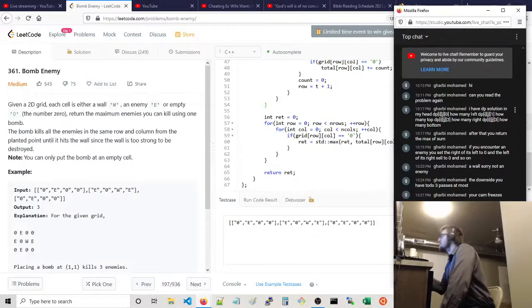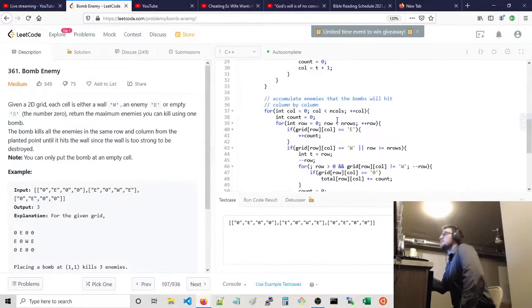DP solution in my head. How many left? How many top? How many right, how many bottom, return the maximum. Enemy sets the right of its left to 0, and the left of its right set to 0, and so on, a wall, sorry, not enemy. Downside, you have to do 3 passes at most. I have to think about your solution a little bit more. I gotta think about it.